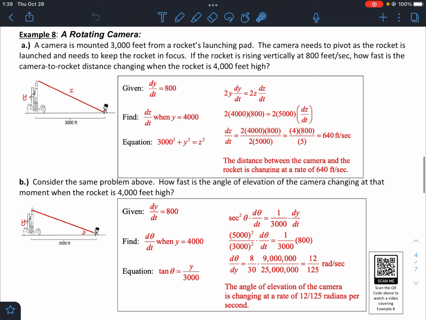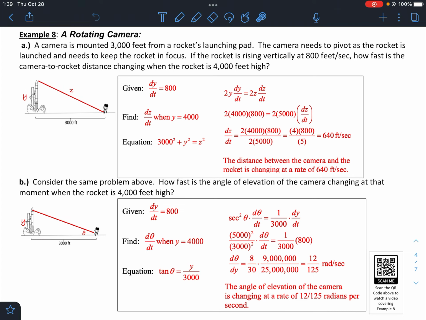So here's example 8. The first one, we're talking about if the rocket is rising, how fast is the camera to rocket distance changing? So this is our camera to rocket distance. We want to know if the rocket's rising this fast, how quickly is that distance changing when the y is 4,000? Again, any variable that you chose is fine. You don't have to use these variables. So Pythagorean theorem, derivative, solve. Our answer is 640 feet per second. So this distance is getting bigger, 640 feet every second.